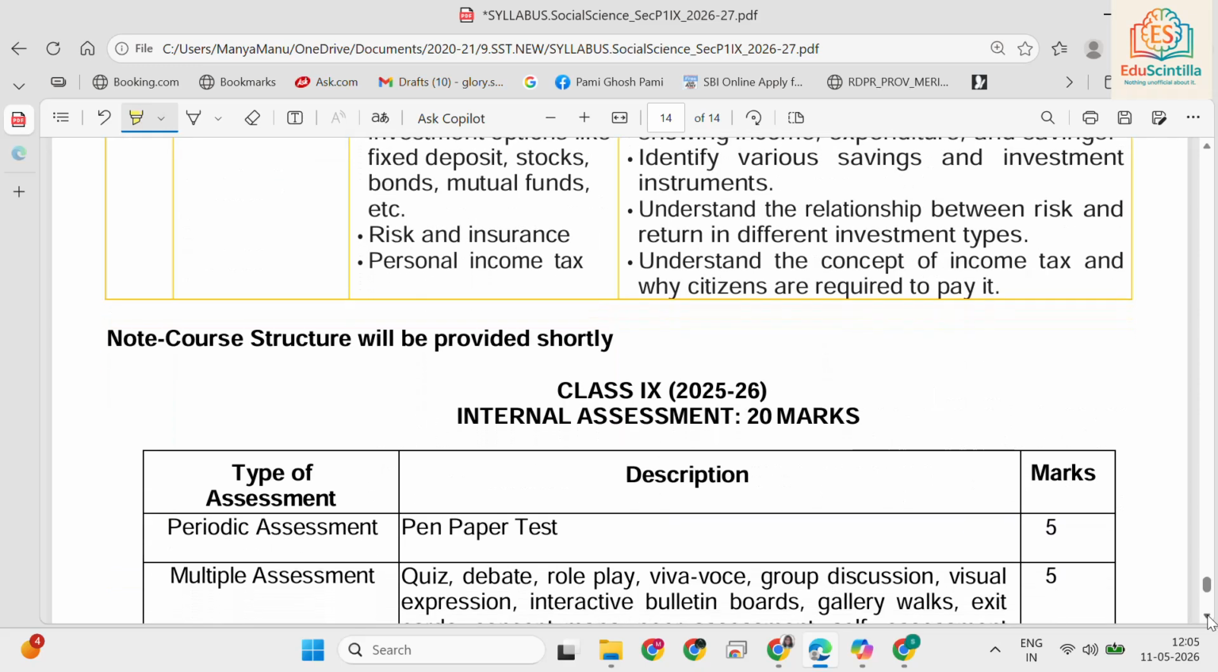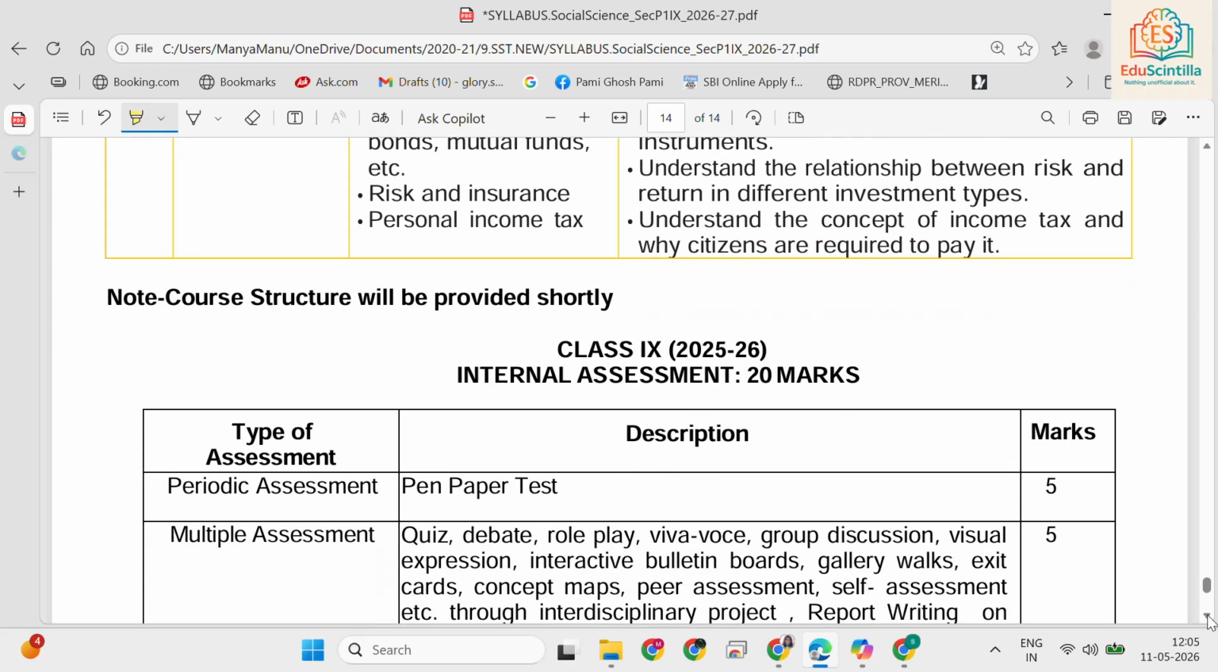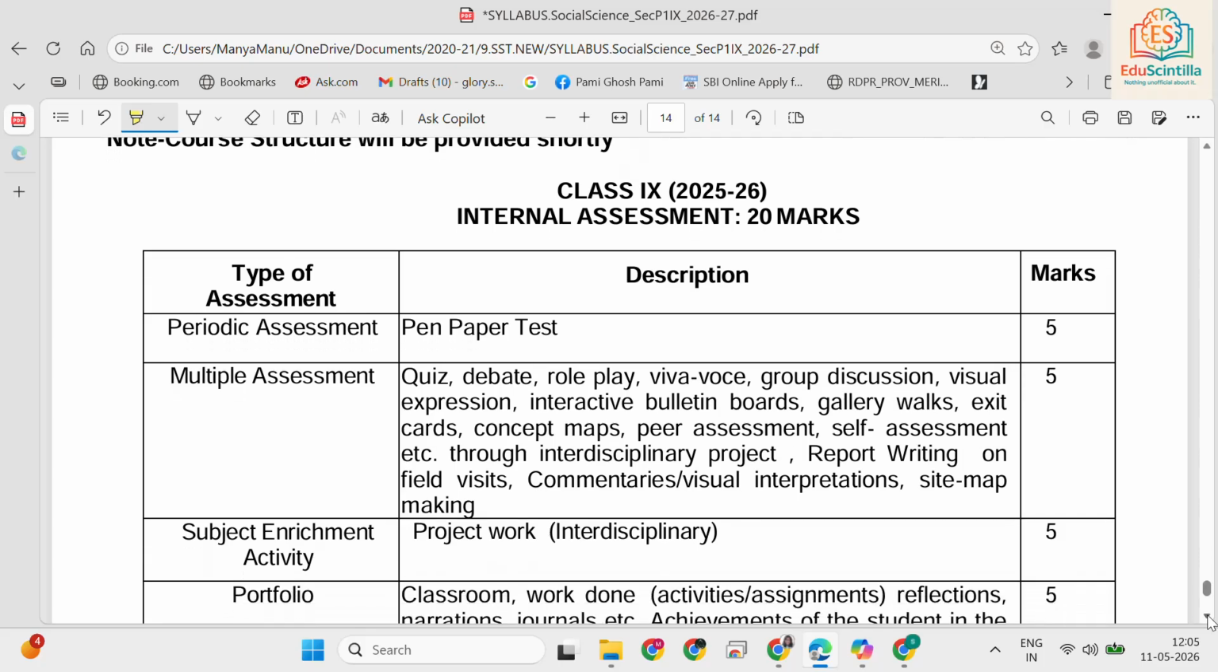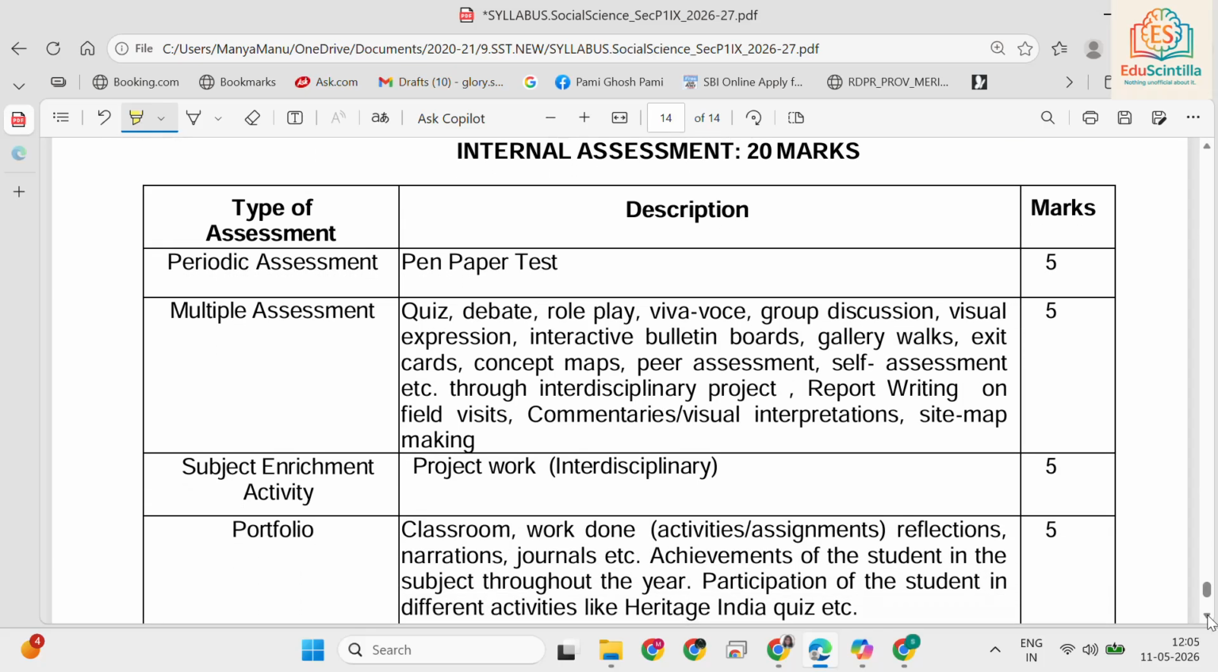Continuing with the internal assessment, it remains as usual the previous internal assessment pattern. So here we have a pen paper test, that is periodic assessment, which is reduced to 5. Then multiple assessment includes quiz, debate, role play, viva voce, many more. You can have a look at this. So it is for 5 marks.